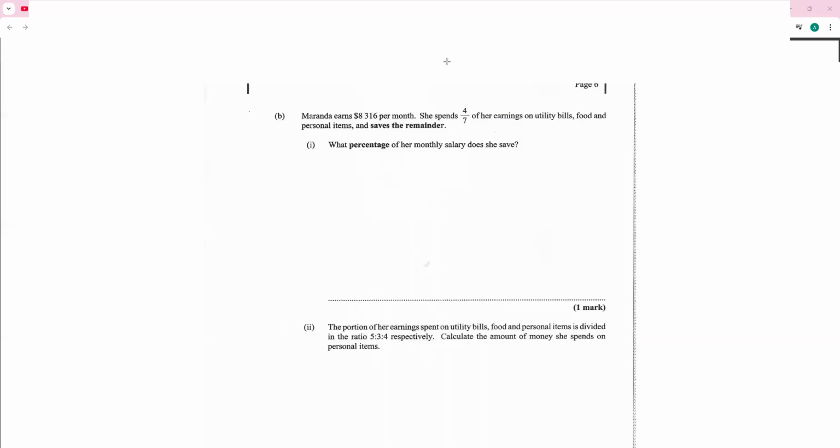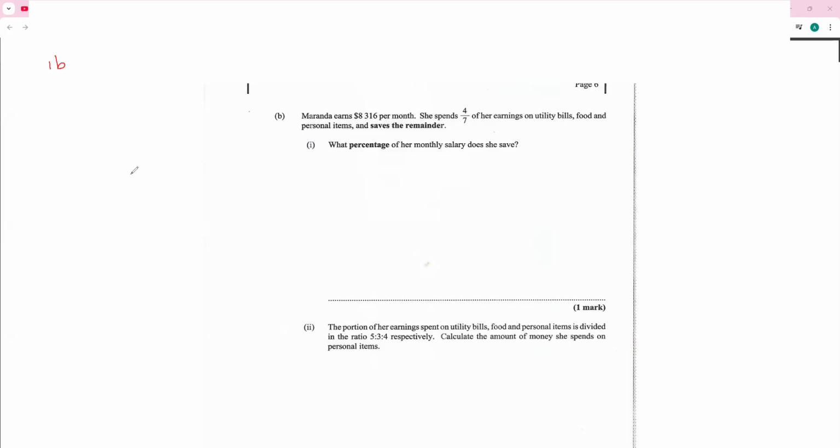Hey everyone, good evening. So, in this evening session, we're continuing with the May June 2025 past paper. Now, for one part B, they gave us a worded problem that is dealing with consumer arithmetic.